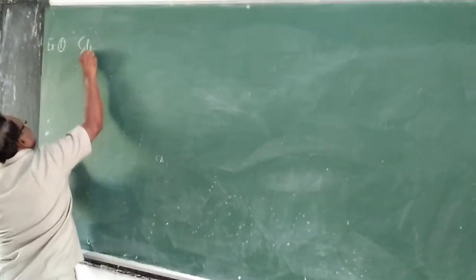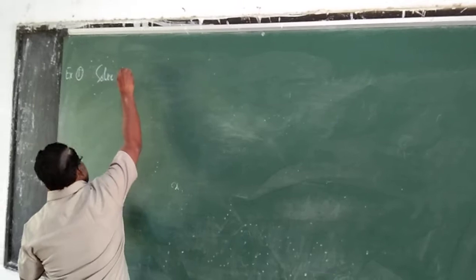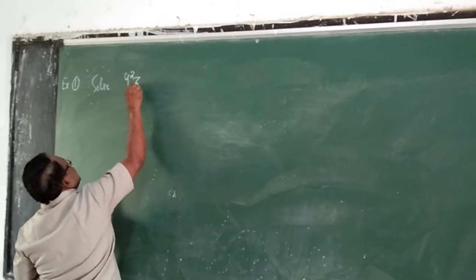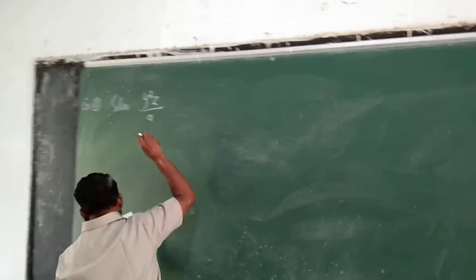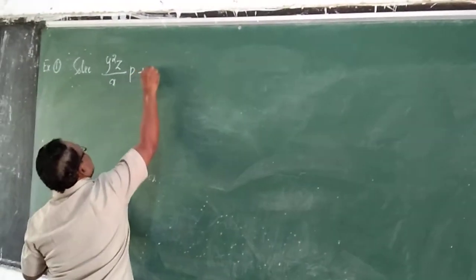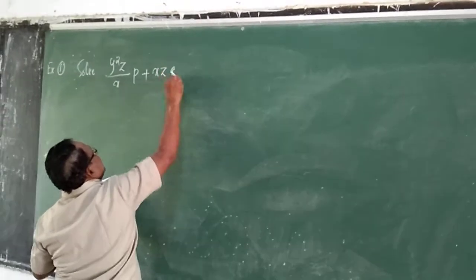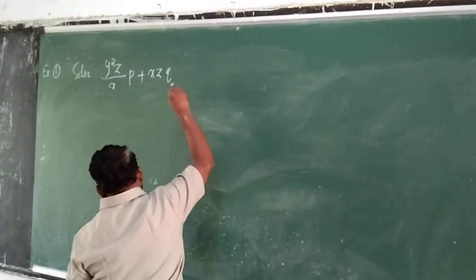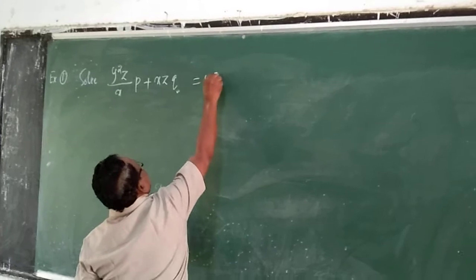Solve the equation (y squared z by x) into p plus x z into q is equal to y squared.